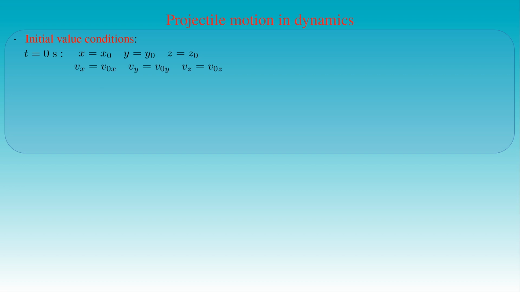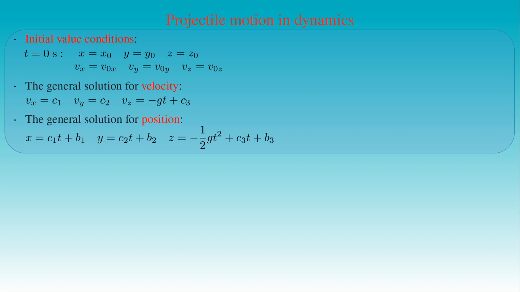We saw that the general solution of the equation of motion states that the x-component of the instantaneous velocity of the projectile is equal to the integration constant c1, and its y-component is given by the integration constant c2. The z-component of the velocity is equal to minus g times t, plus c3. Similarly, the general solution consists of the following coordinates describing the instantaneous position of the projectile. The x-coordinate of the point-like body is equal to c1 times t plus b1, its y-coordinate is given by c2 times t plus b2, and its z-coordinate is equal to minus 1 over 2 times g times t squared, plus c3 times t, plus b3.